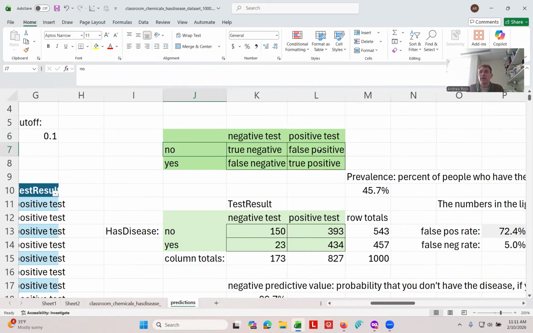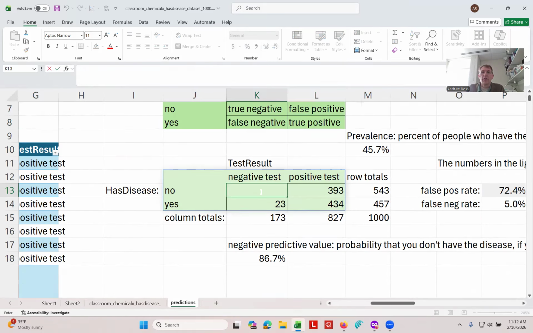If they don't have the disease, but a test says they do have the disease, that would be a false positive. It's a positive, but it's false because we know in this data set they don't have the disease. The opposite would be a false negative when they do actually have the disease, but the test missed it. Then there's true positives if they have the disease and our test says they have the disease.